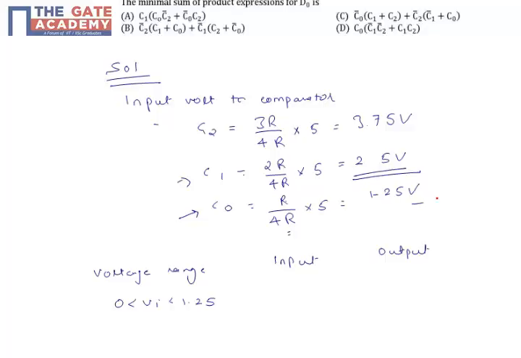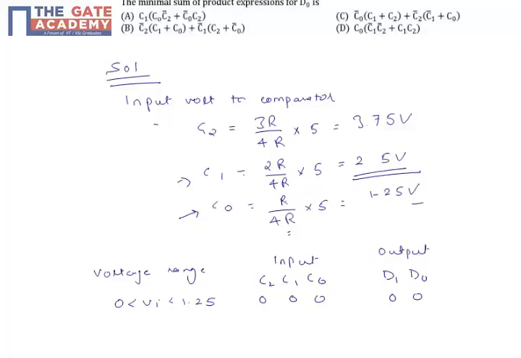First, we are assuming our voltage from 0 to 1.25. In this condition, our inputs C2, C1, C0 will be equal to 0, 0, 0, and our output D1 and D0 equal to 0, 0.